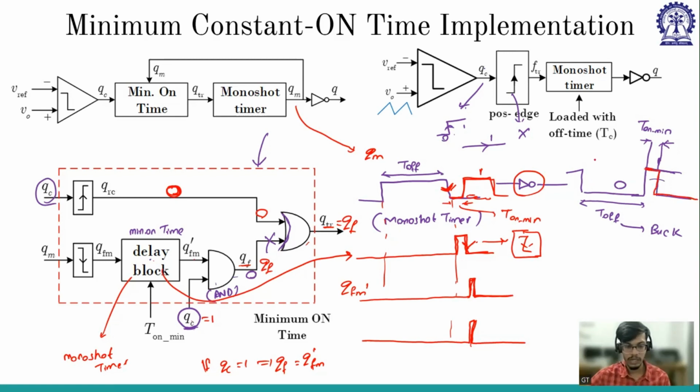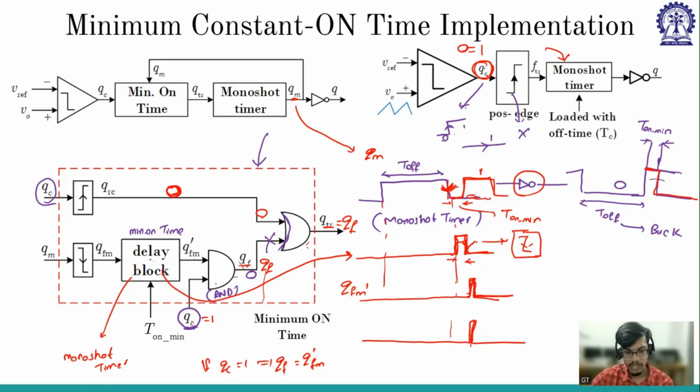So what exactly we are doing, to explain it in simple terms, is that everything depends on QC. If my QC is 0, then the output will be 0, and this entire block has no meaning. When QC is 1, no one is triggering this monoshot timer, so I am forcefully triggering it after T on minimum. I am using QM: QM has turned off, right? So I am using this falling edge, delaying it by T on minimum time, and then generating this trigger pulse and giving it to the monoshot timer.